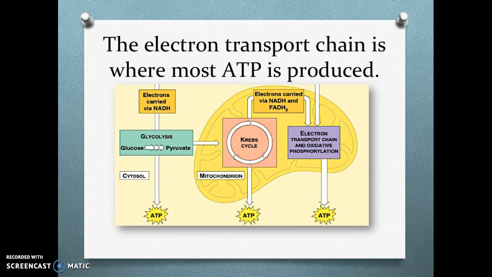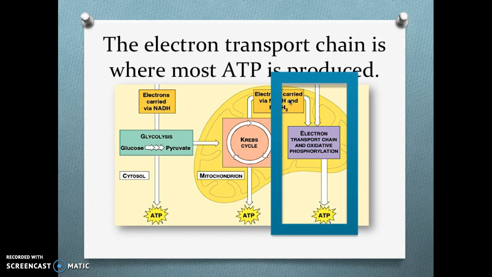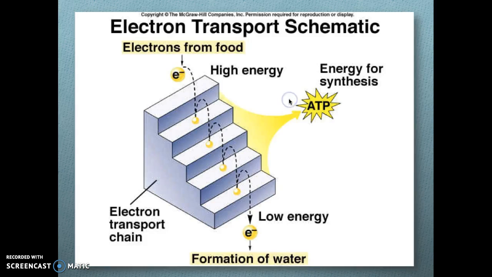So the last and final step is the electron transport chain. And this is where all that ATP is actually going to be produced. Right now, we've only made 4 ATP. That's not a lot. And once again, the electron transport chain is in the mitochondria still. So we're still in that mitochondria.